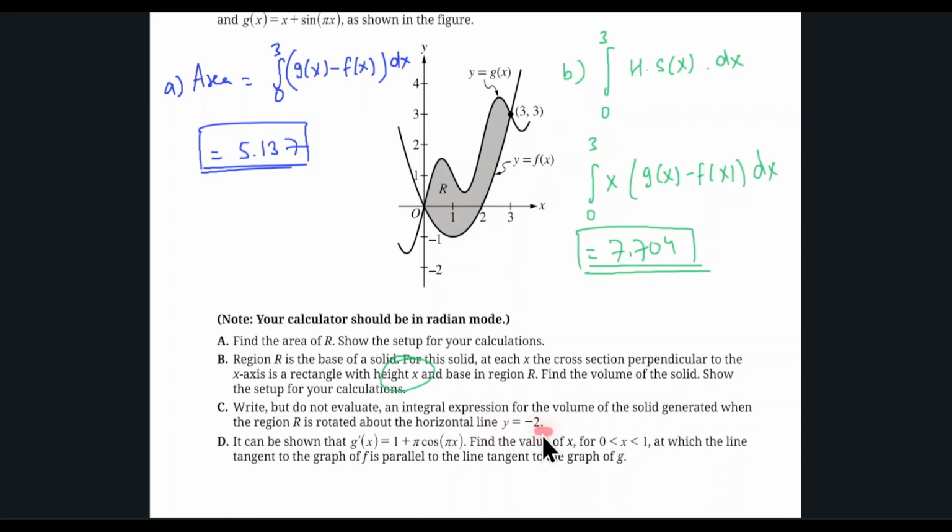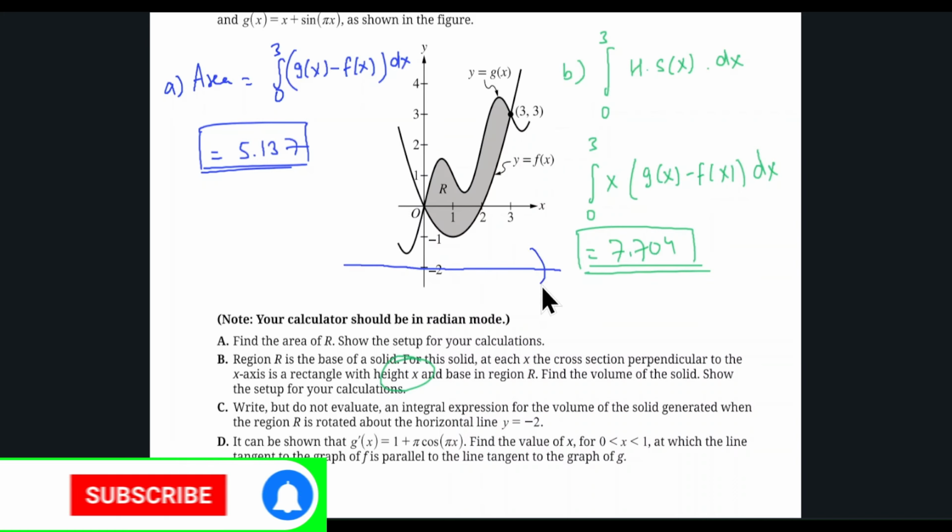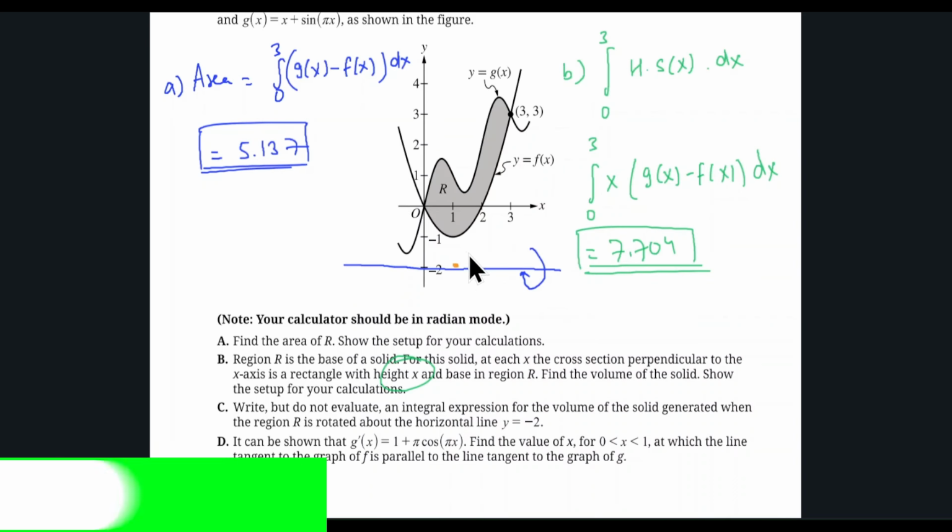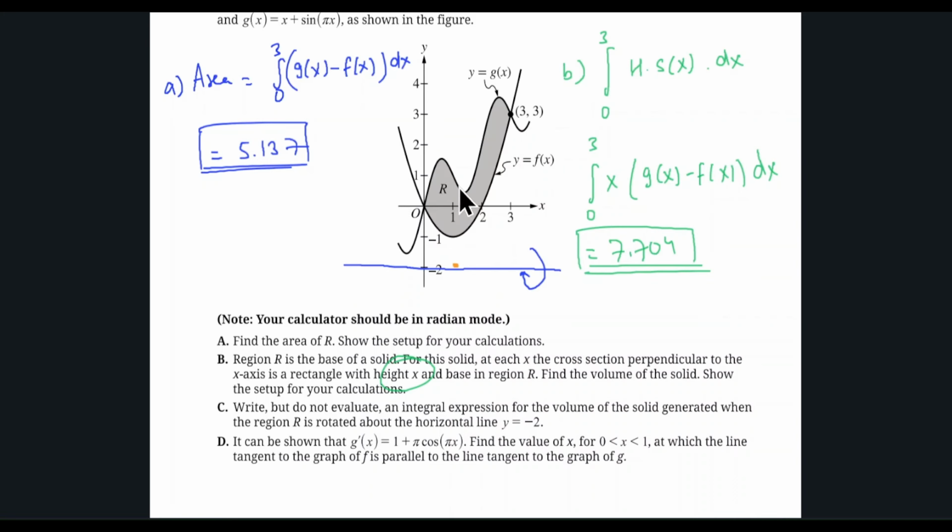Right, the next is: write but do not evaluate an integral expression for the volume generated when this region is rotated about the horizontal line y equal to -2. Right, y equal to -2 is obviously here. And when this is rotated about this line, it definitely creates a washer because there will be a void, right? So I'm interested in knowing the upper radius minus lower radius, or the big radius minus small radius, because it creates a washer.